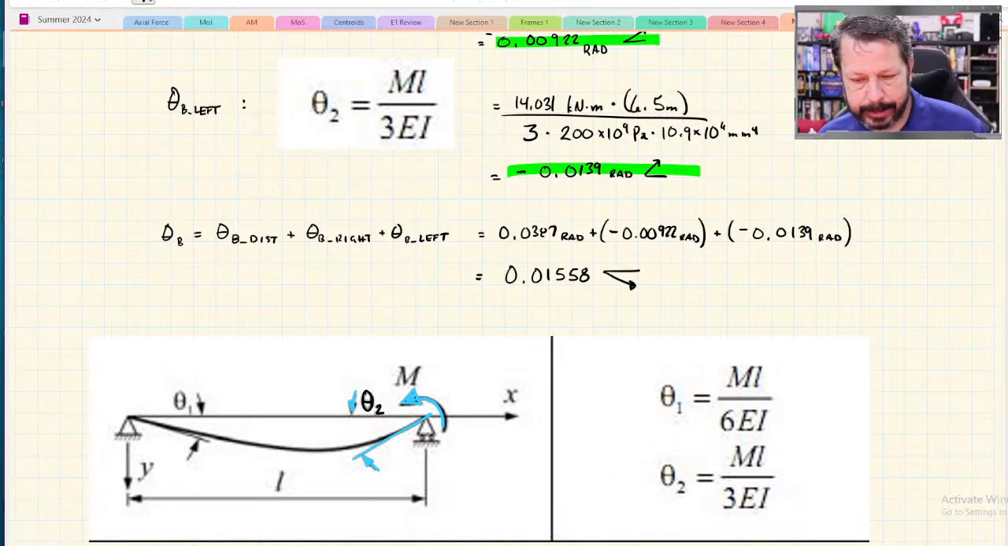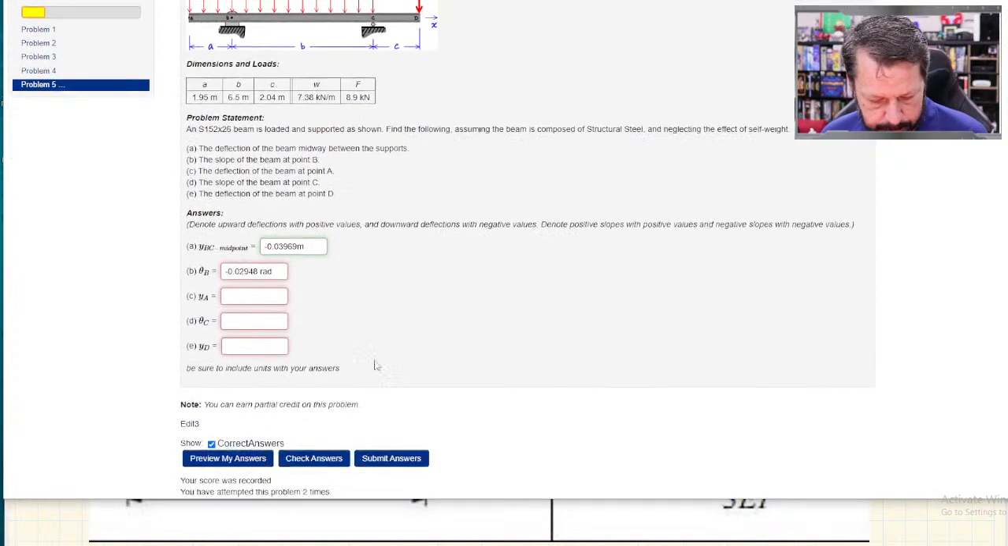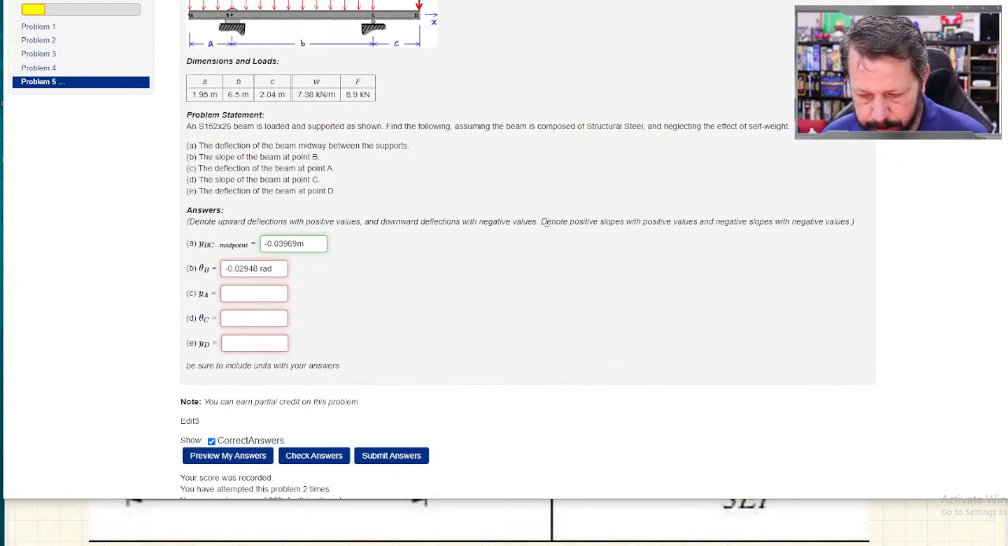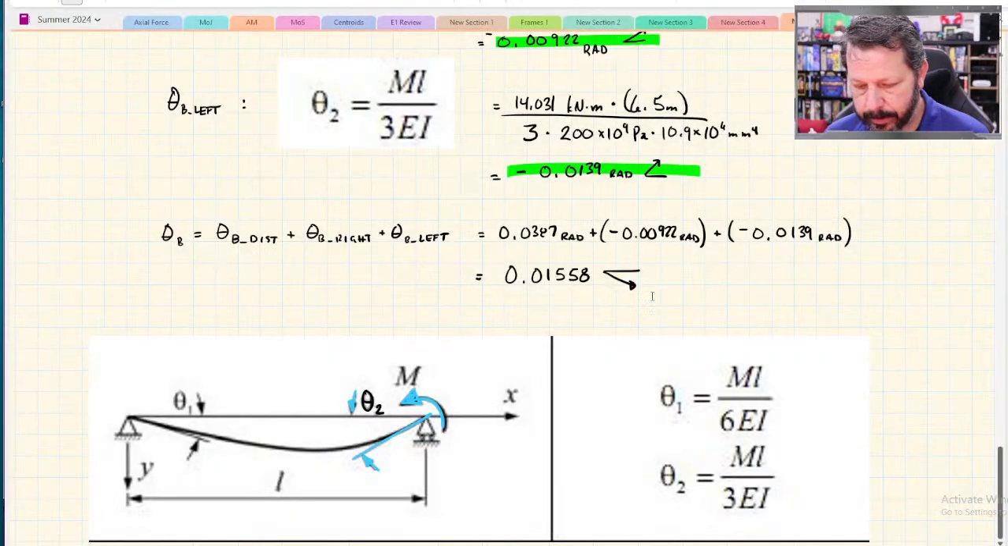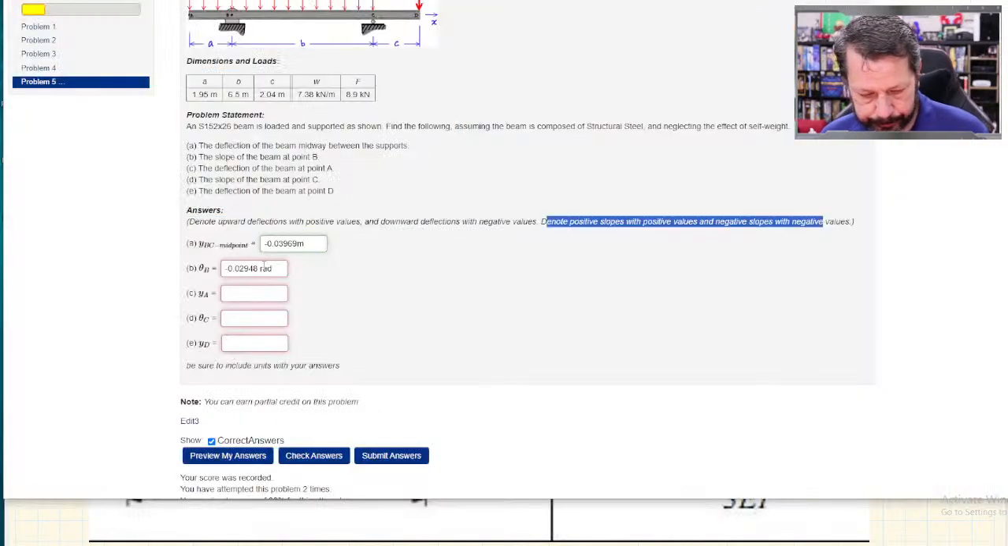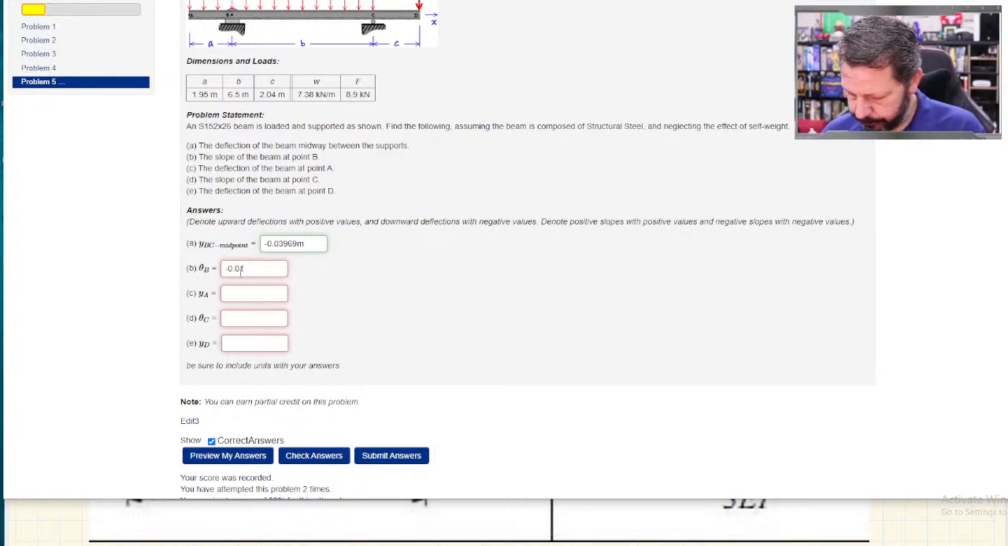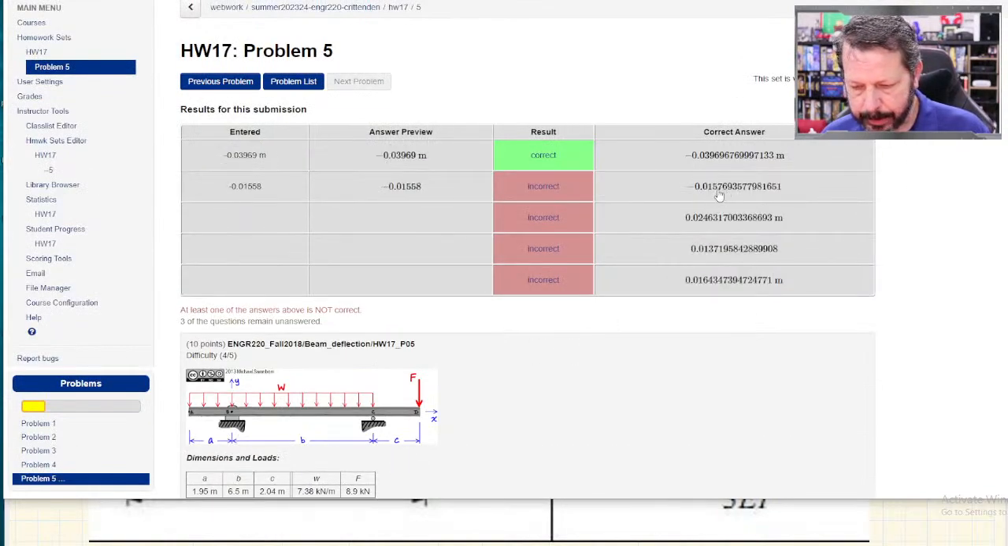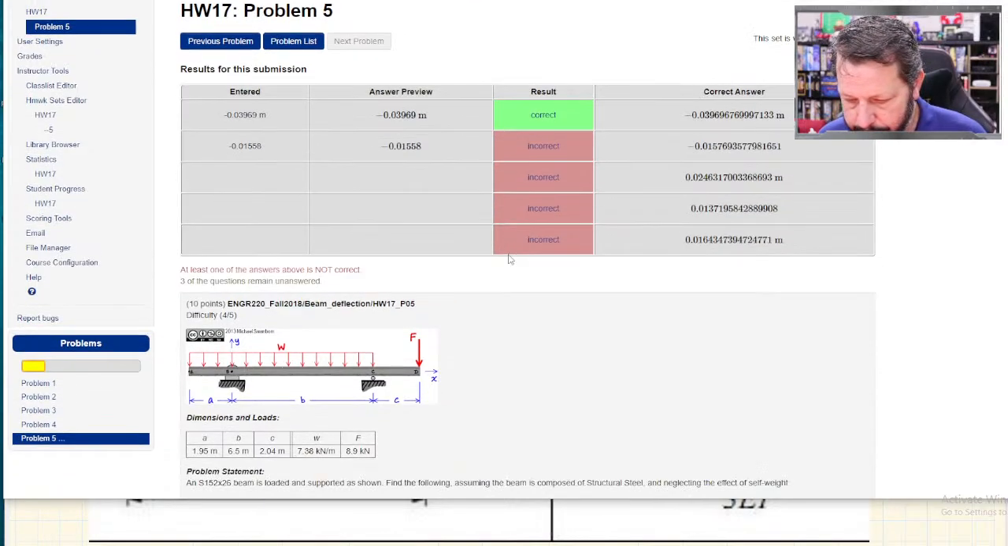And WebWork says to denote positive slopes with positive values, negative slopes with negative values. That's a negative slope that I just drew there. So this is a negative number that we need to put in here. And they didn't like radians, so I think we just leave it unitless. 0.01558. And it still didn't like it, because it's 0.015769, so whatever.